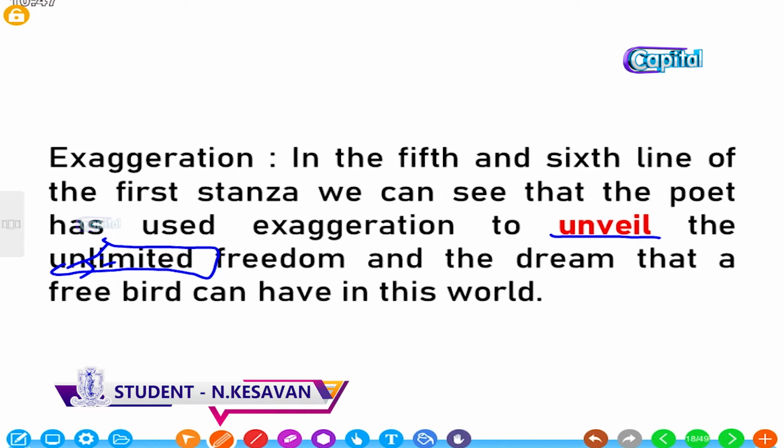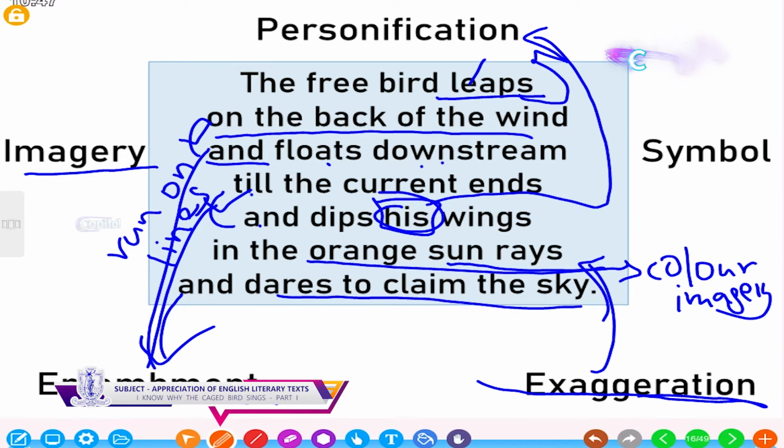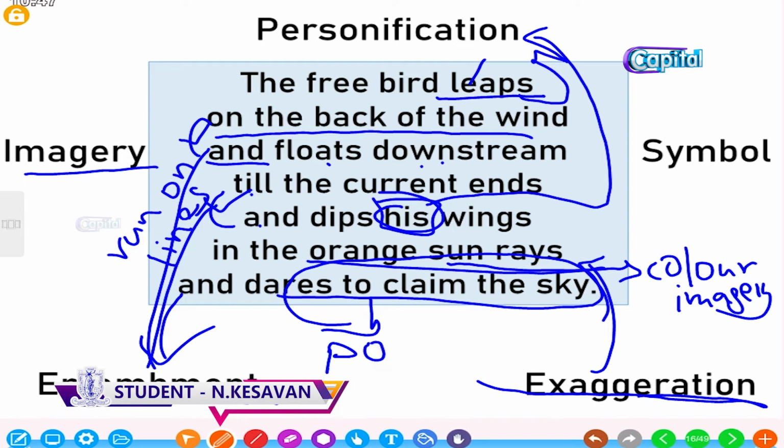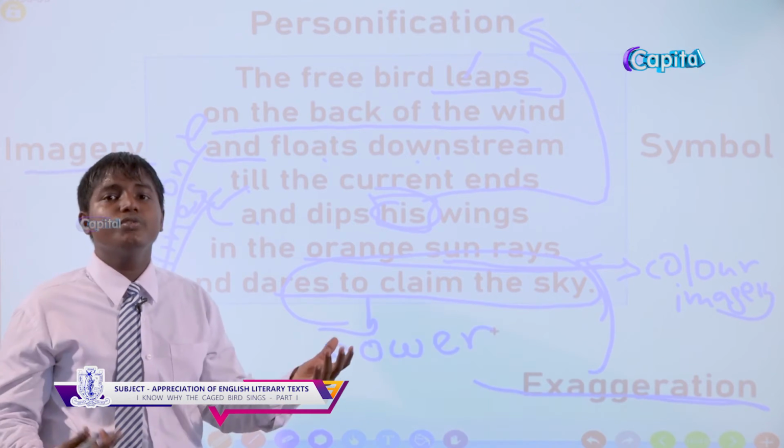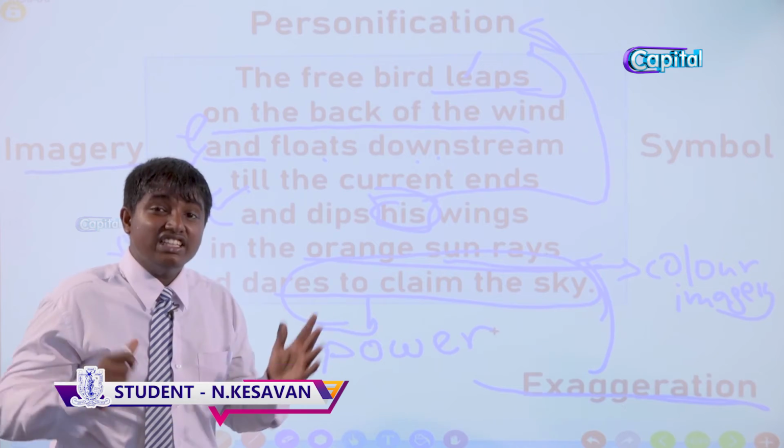As you can see, let's read the 5th and 6th lines, right? In the orange sun rays, 5th, 6th, also the 7th, you can see. And dips his wings in the orange sun rays and dares to climb the sky. Dares to climb the sky. The power has been shown in this phrase, dares to climb the sky, and also the orange sun rays. As I already said, no one can reach the sun, but the free bird is enjoying that much height, meaning that much freedom.